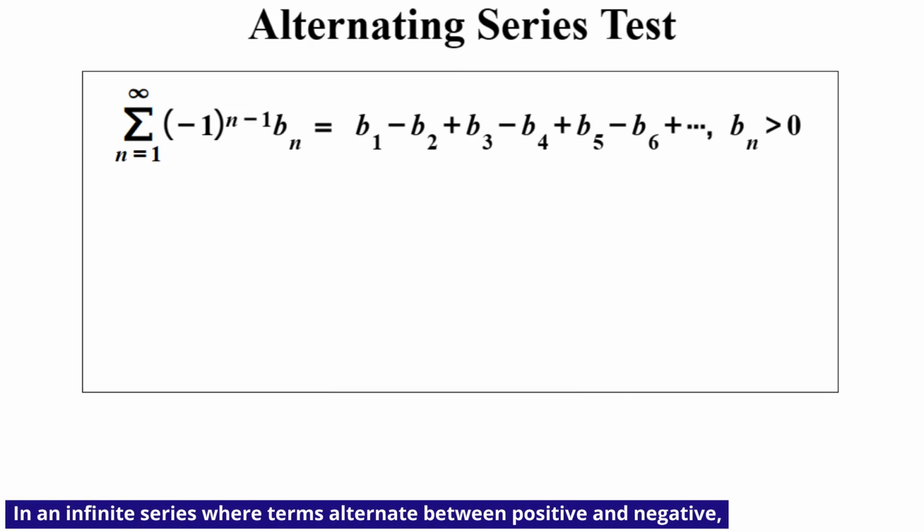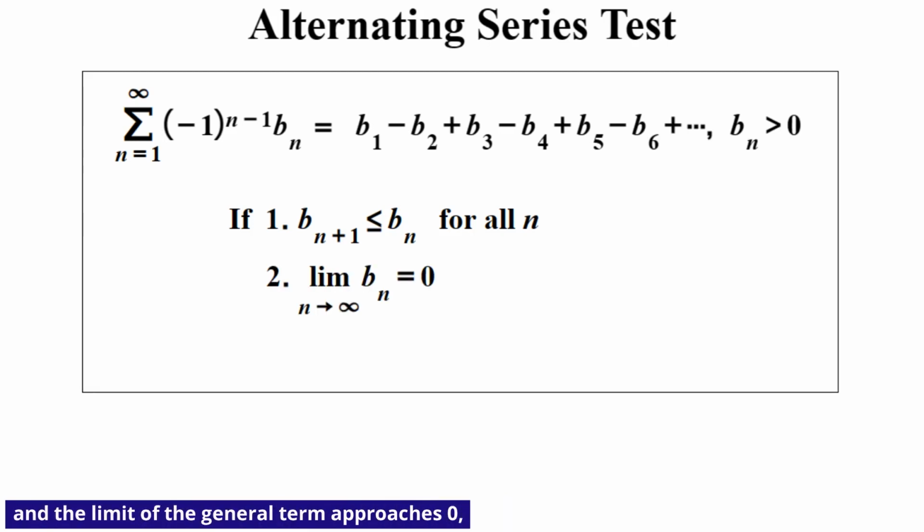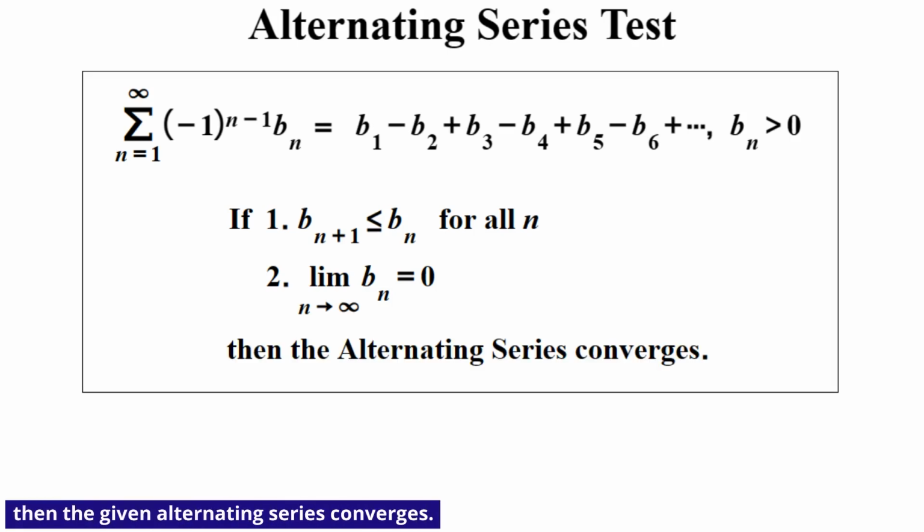In an infinite series where terms alternate between positive and negative, if the terms decrease or stay the same as n increases, and the limit of the general term approaches 0, then the given alternating series converges. This is known as the alternating series test.